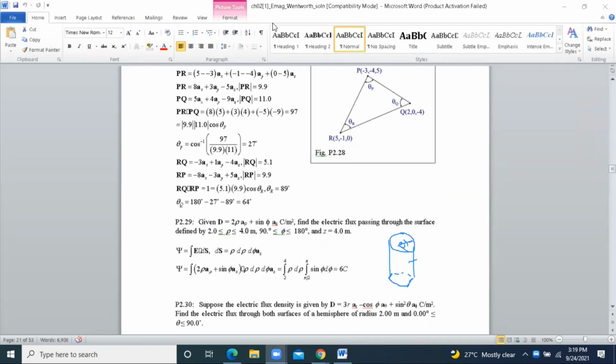Am I on mute? Oh, yes, sir. You get it? Yes, sir. If I were to distribute the sine phi a z to the integral between pi by 2 and pi, then I would get it, yes, sir. I think I would get it.